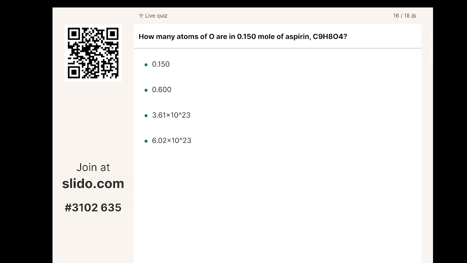The number of oxygen in this case. If you multiply that 4 by the number of moles, the answer to that, which is 0.6, and multiply by Avogadro's. What's the answer? Oh, see, I got B. I got C.